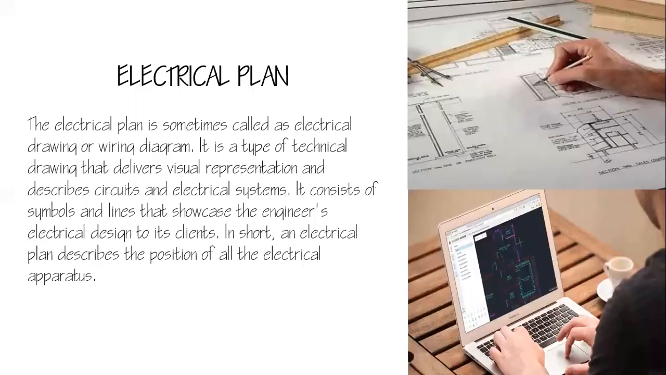So the electrical plan is sometimes called an electrical drawing or diagram. It is a type of technical drawing that delivers a visual representation and describes circuits and electrical systems. It consists of symbols and lines that showcase the engineer's electrical design to its clients. In short, an electrical plan describes the position of all the electrical apparatus.